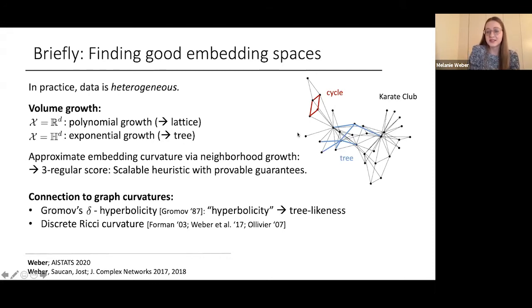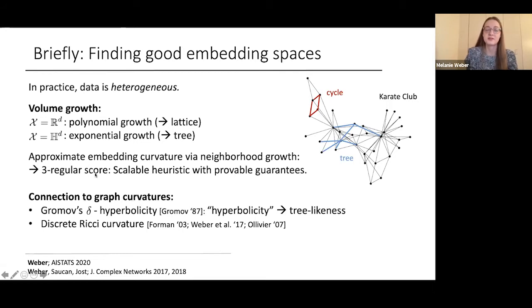So for these heterogeneous data structures, in order to get these kind of estimators as well, without going into too much detail, there are ways of approximating the curvature of such graph structures and using that as a proxy for an embedding space. In my paper, I'm proposing a scalable way, a combinatorial heuristic that we can efficiently compute even for large scale graphs, which allows us to approximate the embedding curvature and then choose a suitable embedding space. And this also comes with some provable guarantees.